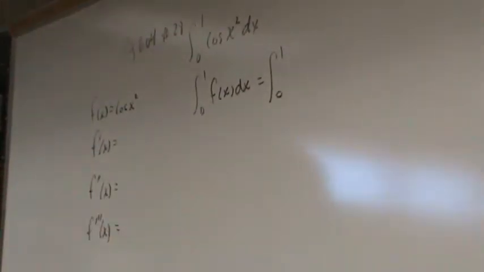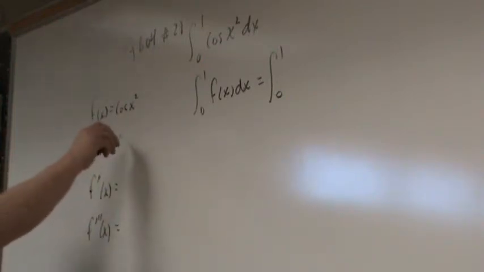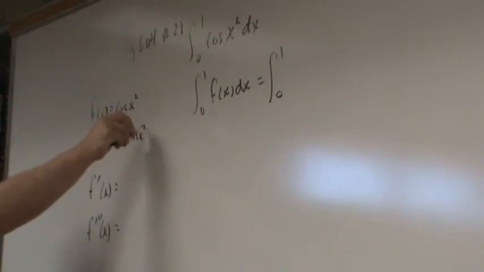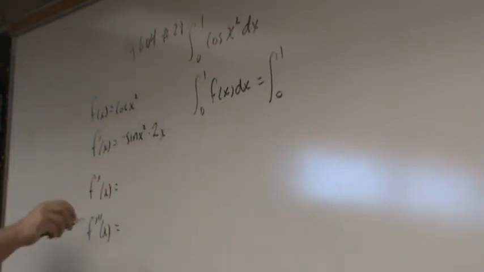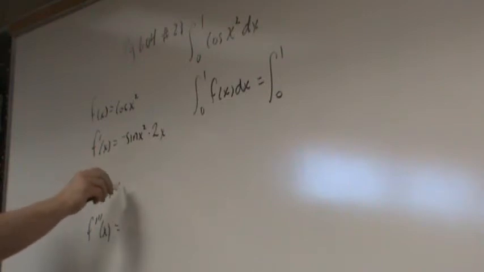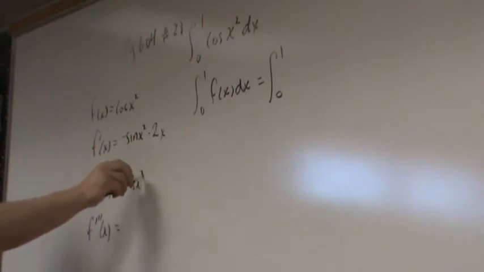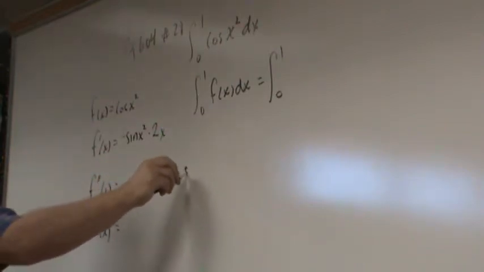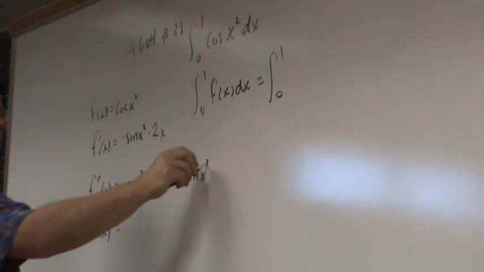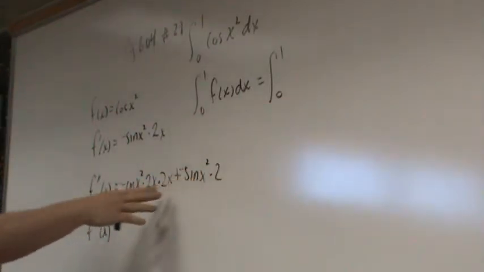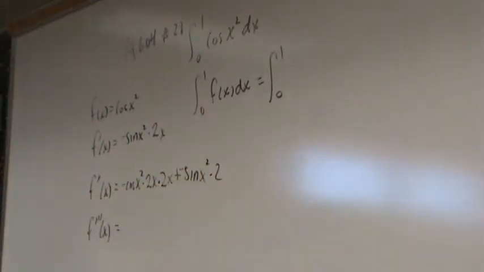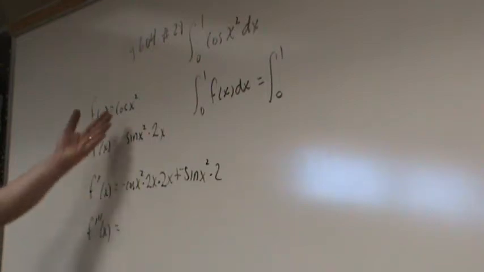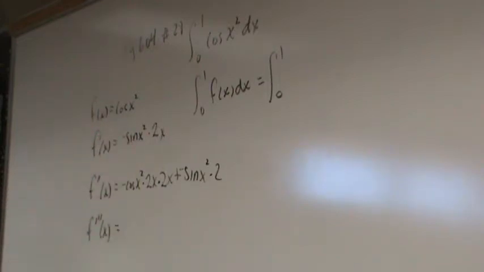Except, here's the problem. If I use cosine x squared, then the derivative of cosine x squared is negative sine x squared times 2x. And now the derivative of this, I'm going to have to do product rule. So I'm going to end up with negative cosine x squared times 2x times 2x plus negative sine x squared times 2. And then it just gets worse and worse and worse, you see? So I really don't want to be dealing with cosine x squared.